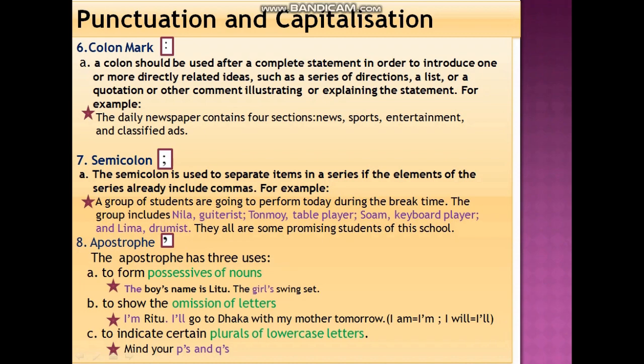B: to show the omission of letters. Letter muche dawar khetre ba muche muchano dekhar khetre. I'm Ritu. We know it's a short form of I am. And I'll go to Dhaka with my mother tomorrow. Here I'll means I will. It's a short form of I will. Is it clear? Next one.